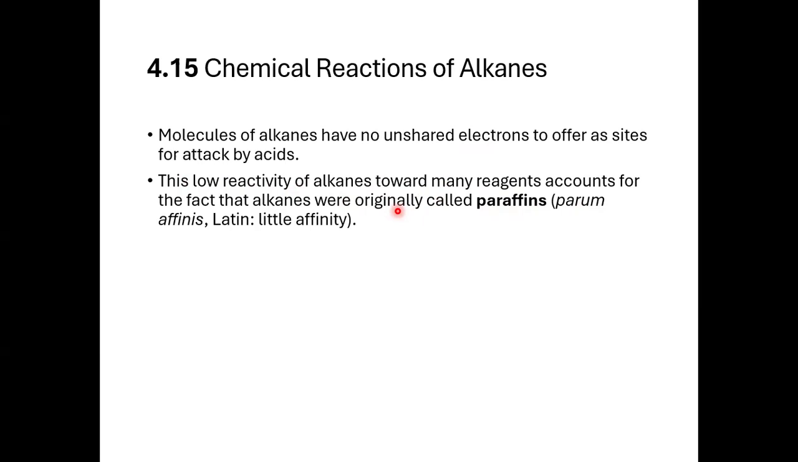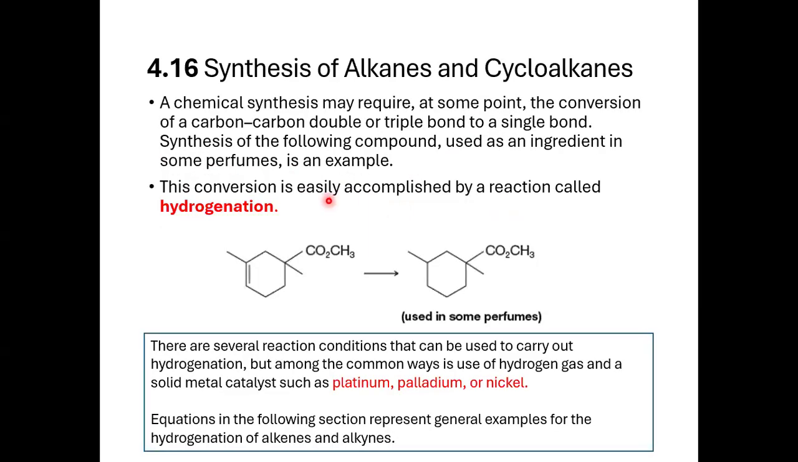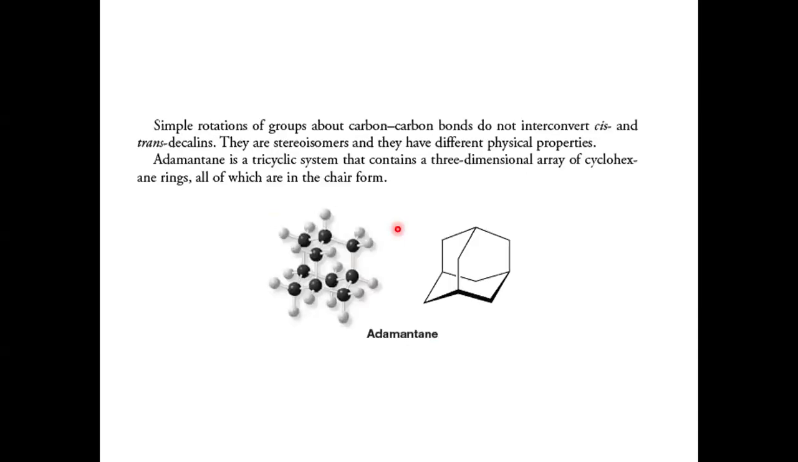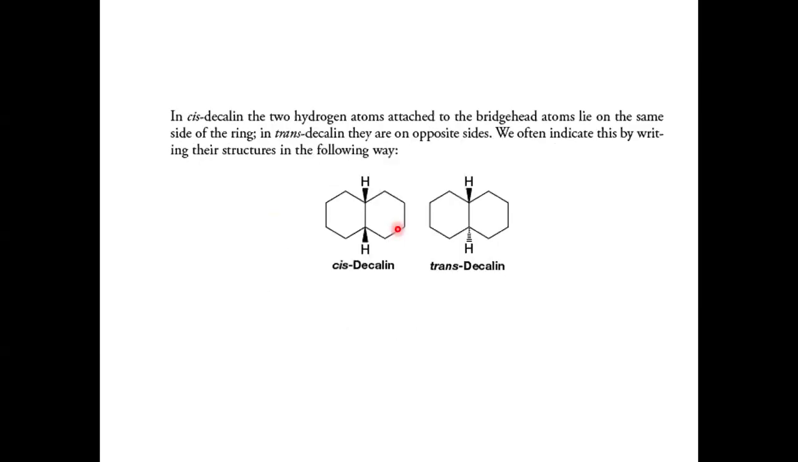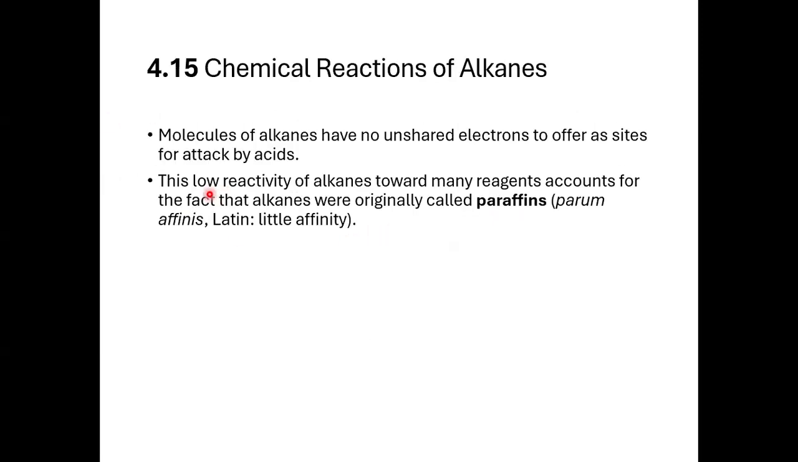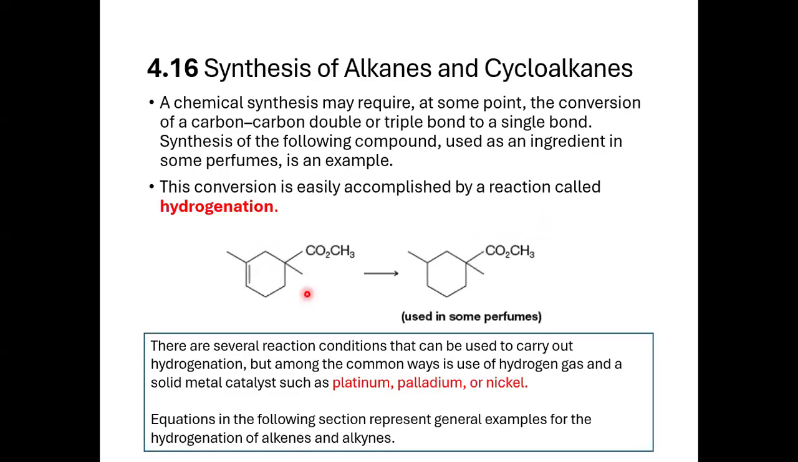In the case of our alkanes, this is the cyclic, you don't see an atom that has an extra pair of electrons. It's very unreactive towards many reagents, and because of that we call them paraffins. The alkanes are called paraffins. In Latin, it's parum affinis, or little affinity to all other agents. So what are the reactions of alkanes?